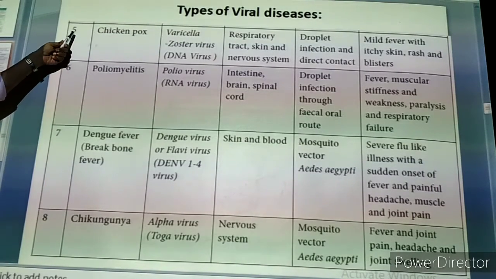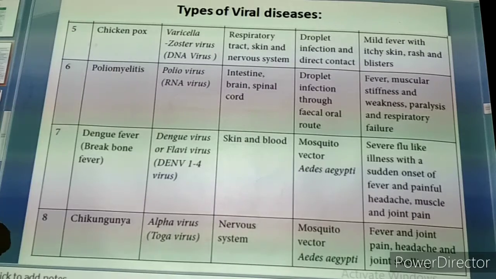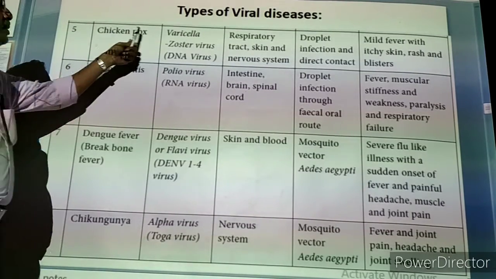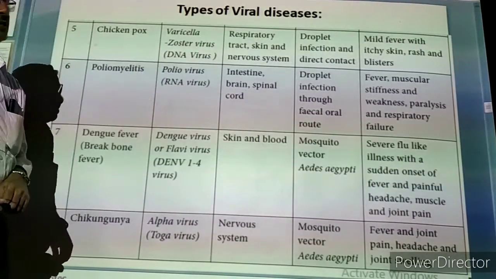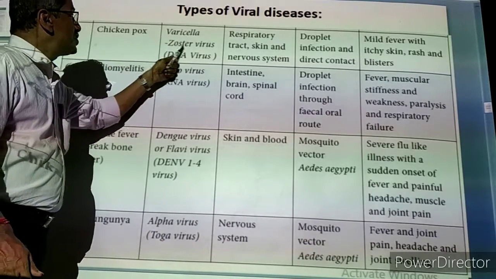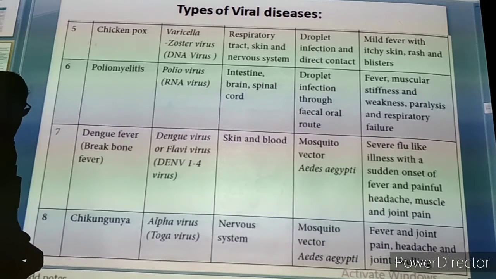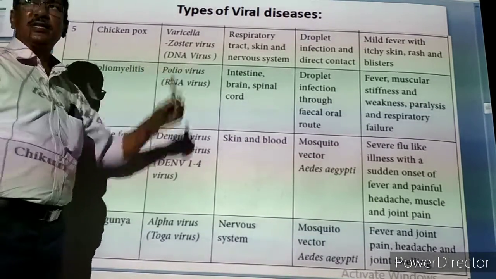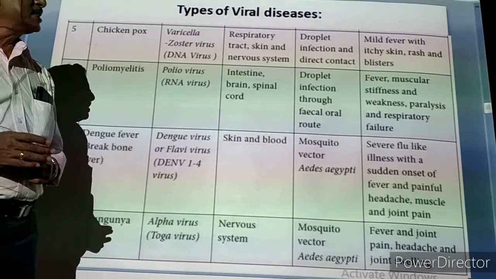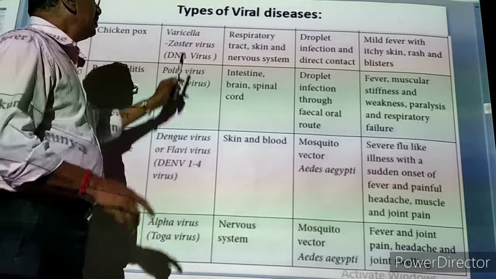The continuation. Next, fifth disease will be chicken pox. The chicken pox is caused by varicella virus, otherwise called varicella zoster virus. It is the name of the virus, varicella zoster. Very shortly, sometimes they call it varicella virus. It is a DNA virus. DNA virus means the virus is having only DNA, no RNA will be there.